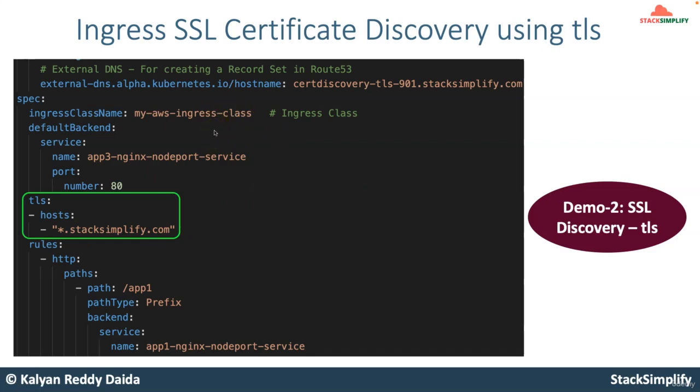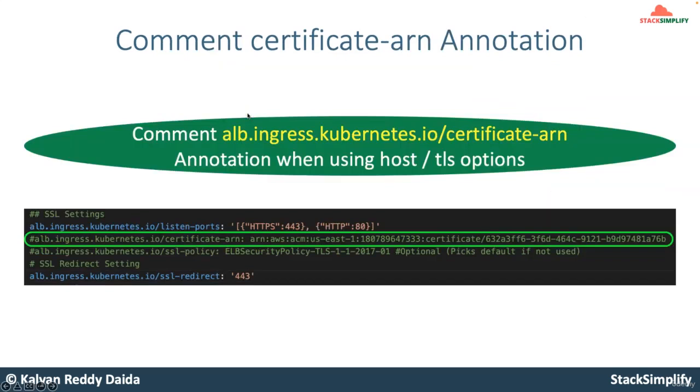Which means whenever we are implementing SSL certificate discovery in ingress using host or TLS options, we really don't need to have this annotation enabled. So you can go ahead and comment this certificate ARN related annotation in both demos. This completes the introductory part of SSL discovery using host and TLS in ingress. In our next lecture, we are going to practically implement these things. I'll see you in the next lecture. Until then, bye bye. Thank you.